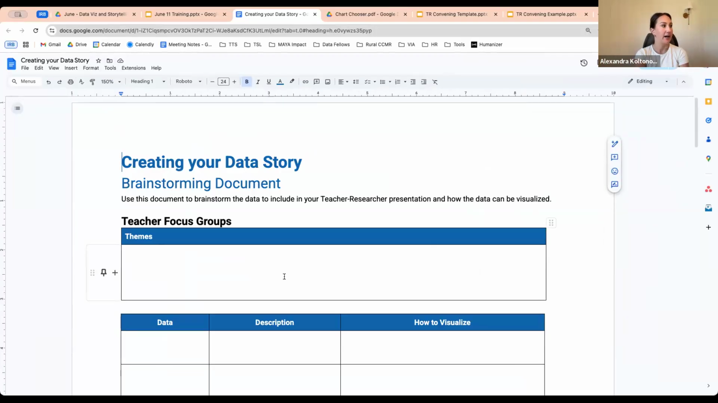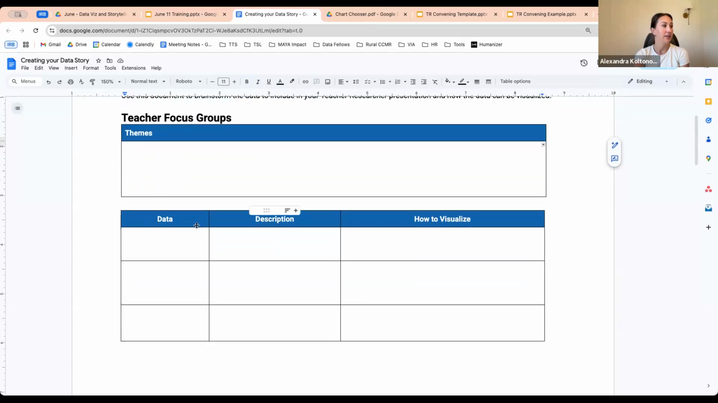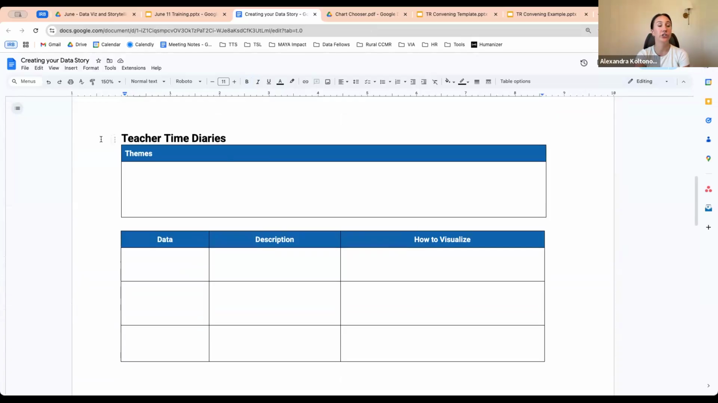But how this is organized is it's first organized by data collection method. So you'll see first, you'll have the teacher focus groups. I'm going to walk through these steps just showing high level. First, this is where you're going to note some themes, then different data points that you think would be helpful to include in the presentation, the description, along with how to visualize. The next page is for the teacher time diaries. Looks the exact same.